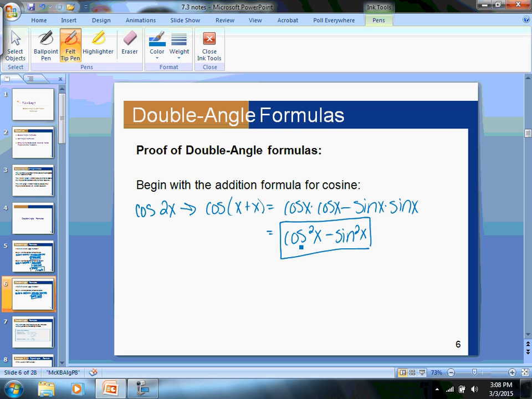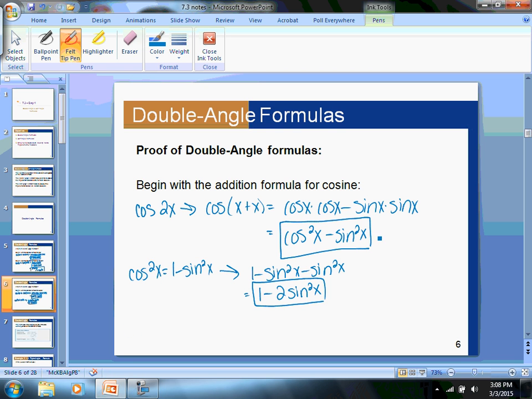Now, I know what cosine squared is, and I know what sine squared is. So, if I substitute cosine squared x with 1 minus sine squared x, then I get another expression. I'm going to put the 1 minus the sine squared x into this spot for the cosine squared x. So then I have 1 minus sine squared x minus sine squared x. So that's going to be 1 minus 2 sine squared x. So that's another version of the formula that I could use.